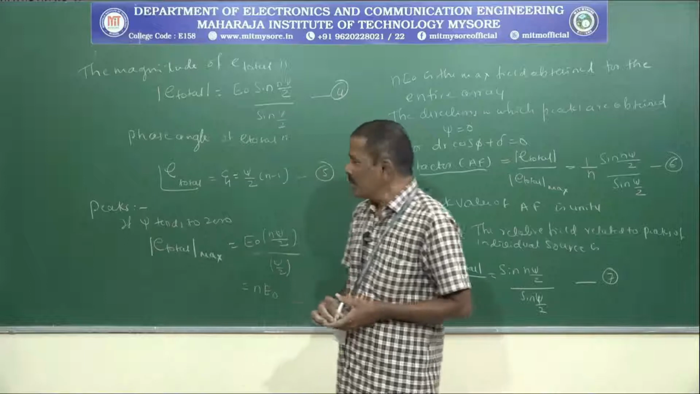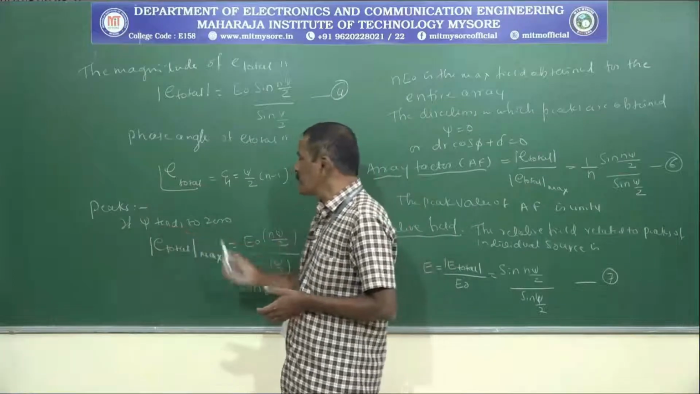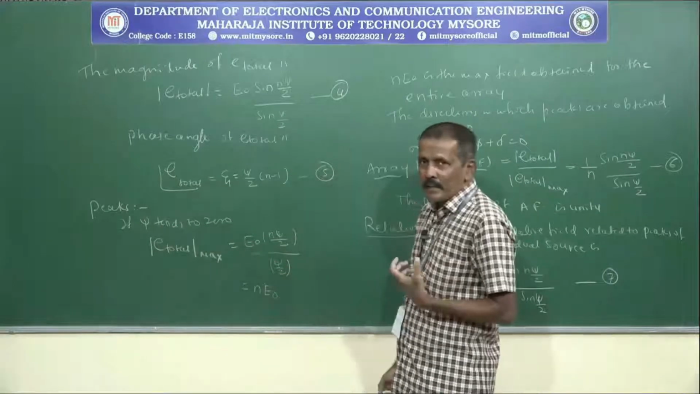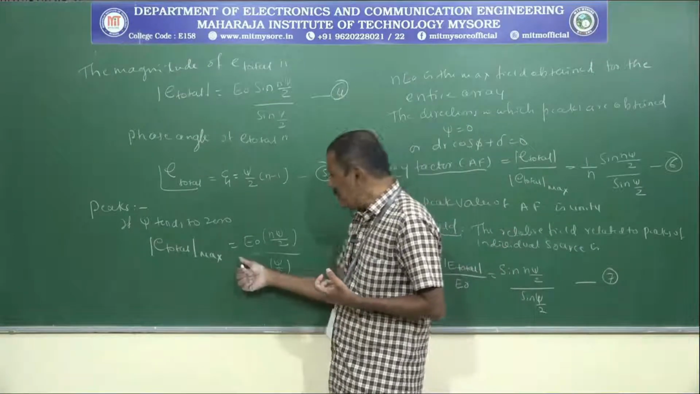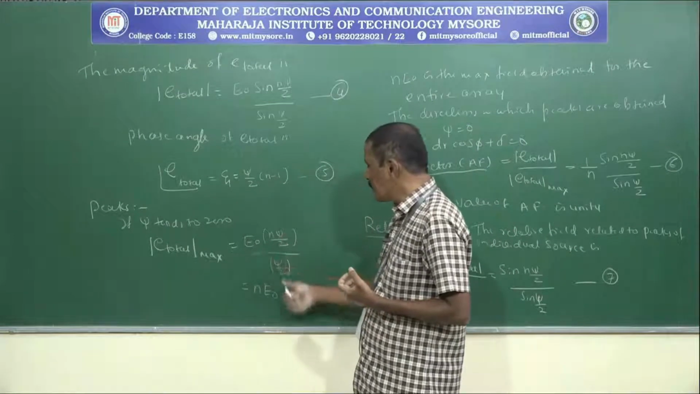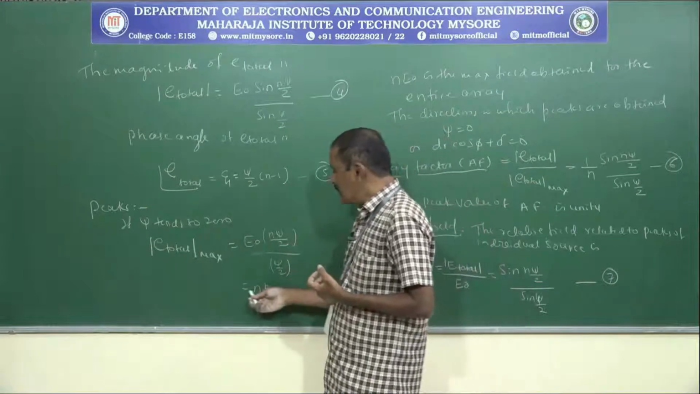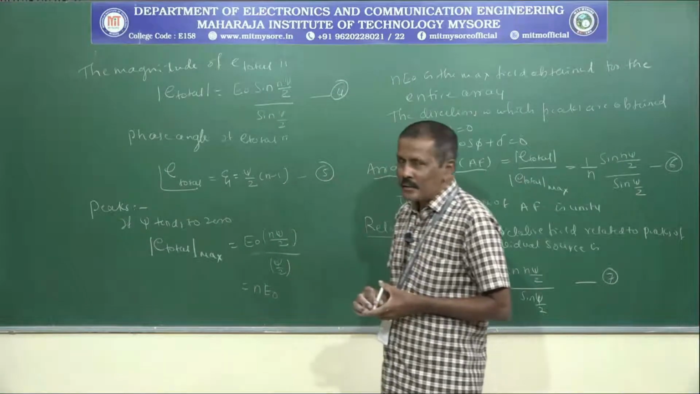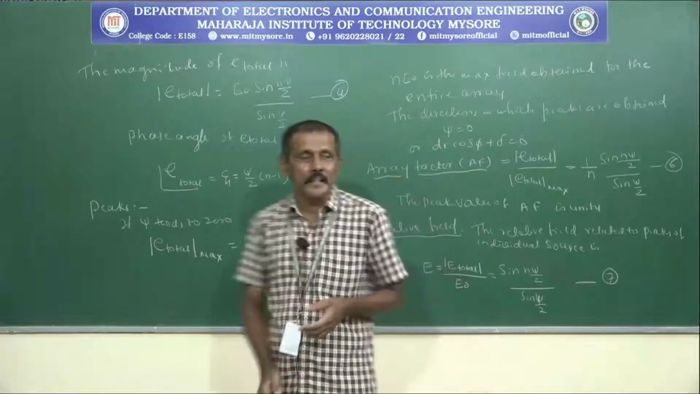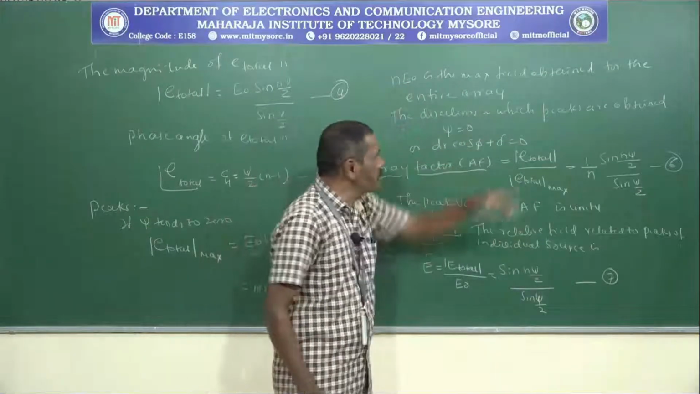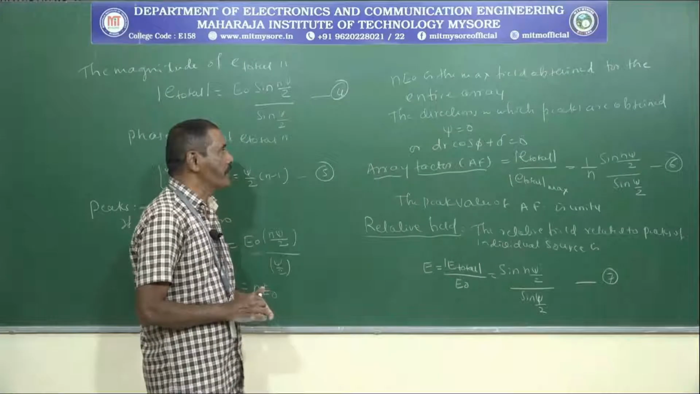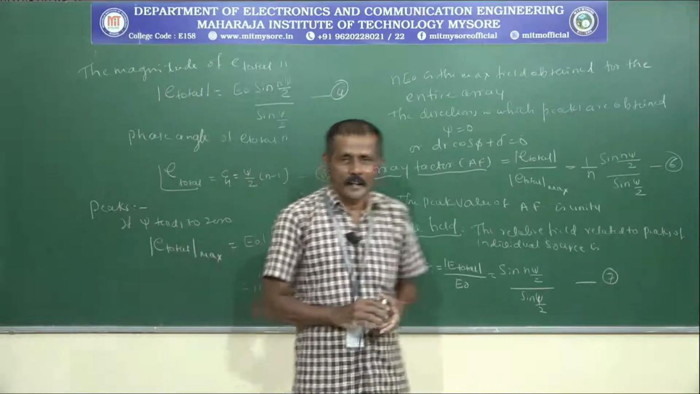The peaks are obtained if this psi tends to 0. We are getting a total maximum field, which is equal to E0 into n psi by 2 divided by psi by 2, and so this value is equal to n into E0. What this n into E0 indicates is that n into E0 is the maximum field obtained for the entire array.